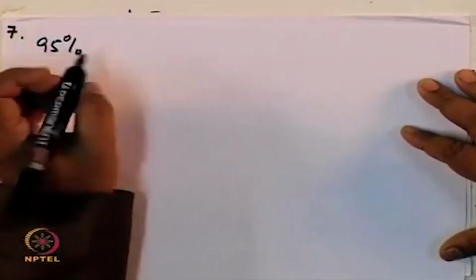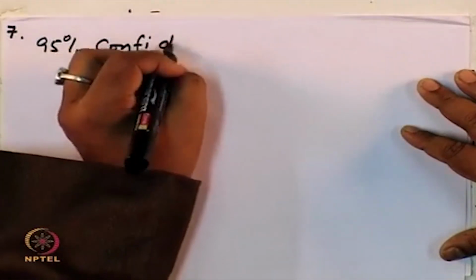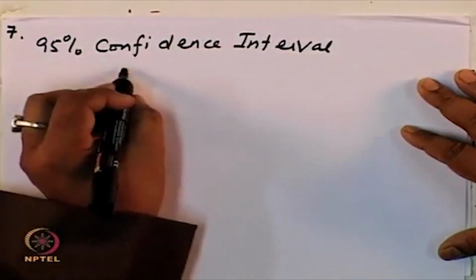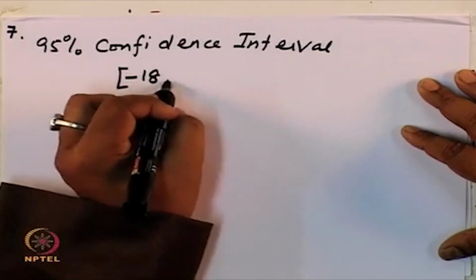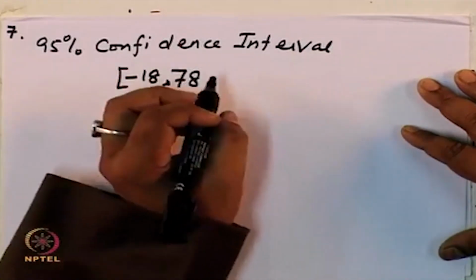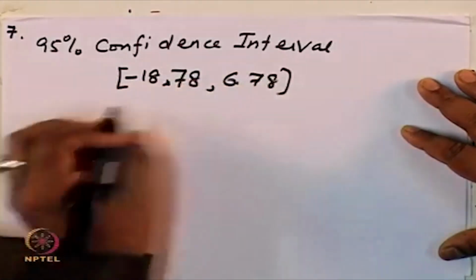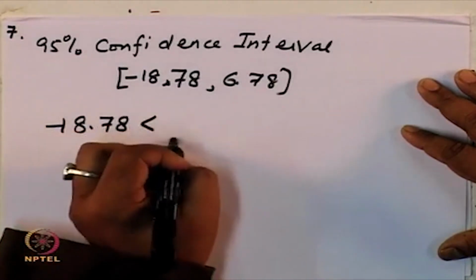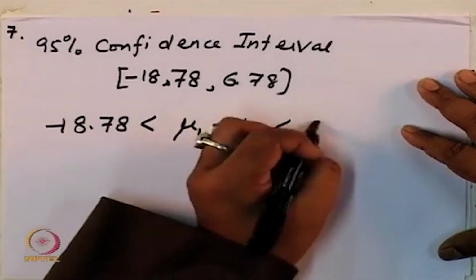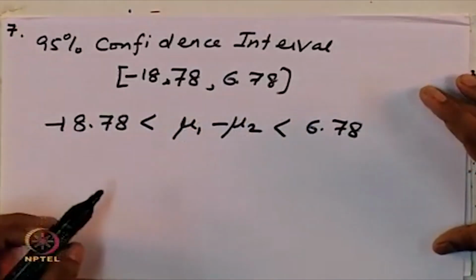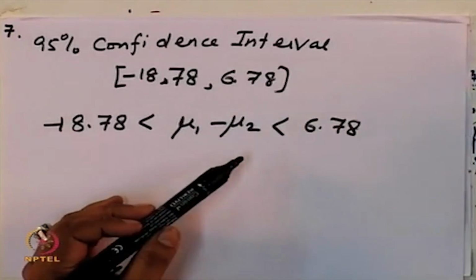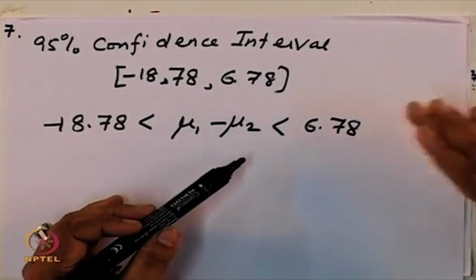What you get out of it is this 95% confidence interval, which turns out to be minus 18.78 and 6.78. So, what this means is minus 18.78 less than mu 1 minus mu 2 less than 6.78. If mu 1 equal to mu 2 was there, then you would have concluded that there is no difference in the average intake of dairy products by men versus women.